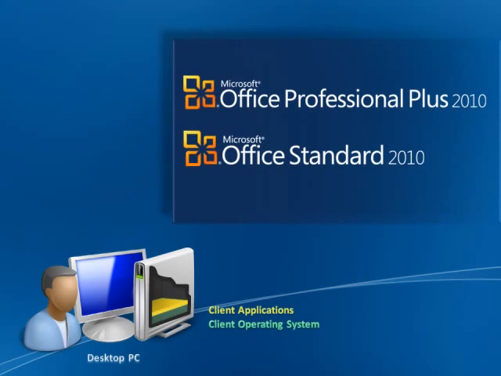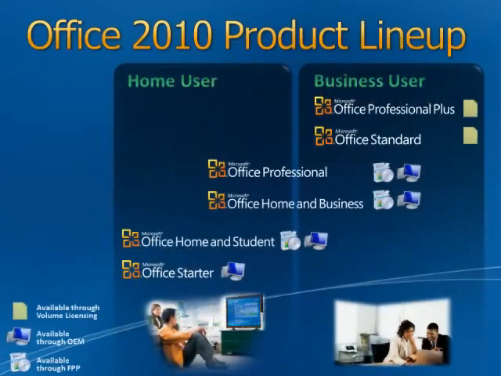Now again, this does come in a number of editions, and the two main editions that you'll see businesses using are Office Standard and Office Professional Plus. But as we did with Windows 7, let's take a look at the other editions of Office that are available. As you'll see here, we do have a number of editions aimed at the home user, the more professional sort of home user, and then the business user. And again, as with Windows 7, they are available through the different channels. But the editions that are sold through volume licensing are Office Standard and Office Professional Plus, and that's really what we're going to have a look at now.